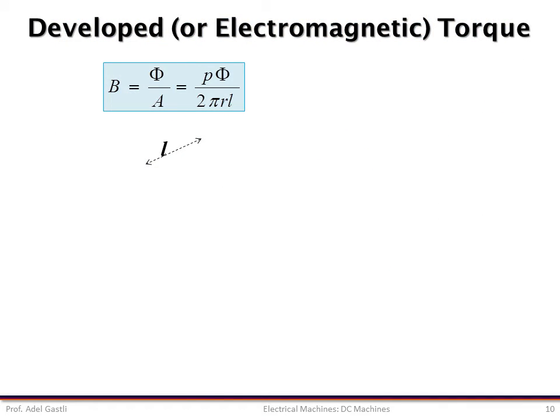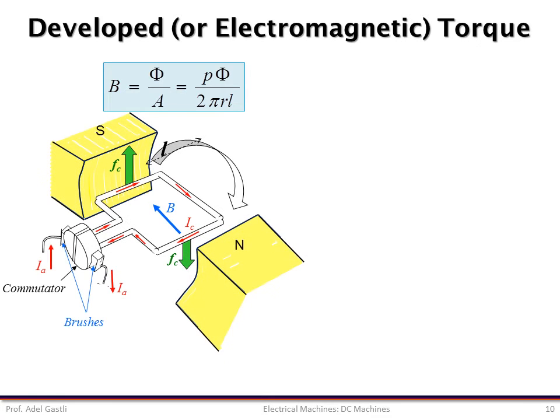There are various methods by which an expression can be derived for the developed torque in the armature when the armature windings carry current in the magnetic field produced by the stator poles. Now, let us study the developed torque, or what is also called electromagnetic torque.